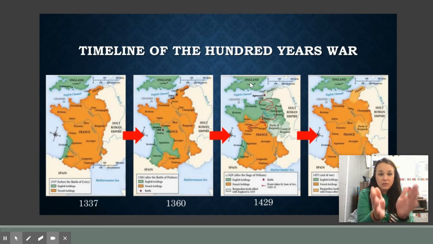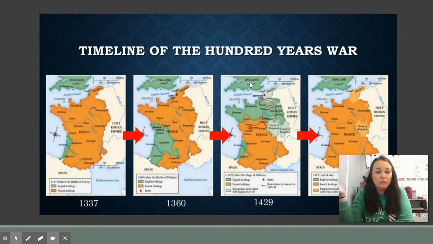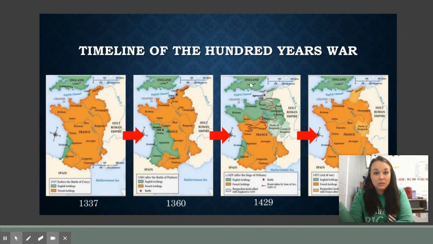So I want you to look at the timeline. You've got 1337, and France is orange, England is green. 1360, 1429, and then behind my head that you can't see the date is 1453. So in 1429, if you look at the map, who is clearly winning based on the timeline? Well, England. England has obviously taken large amounts of land back from France and looks like they're going to win. Looks like they're doing pretty good. So why in the world come 1453 did they lose?